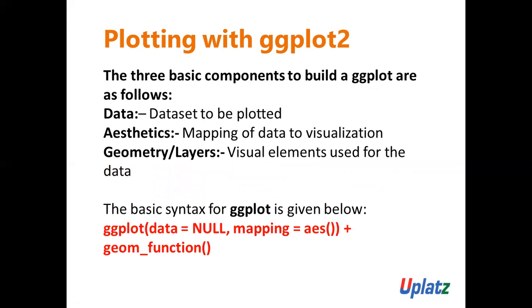Okay, now what is the next thing? The three basic components to build a ggplot are as follows. Okay, there are three important components. First thing is data. Nothing but the data set to be plotted.